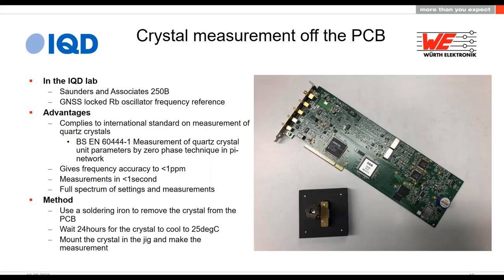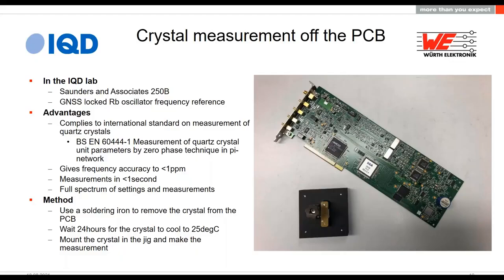Okay, how are we going to do this measurement? Pretty straightforward. We're just going to desolder the crystal from the PCB. We're going to wait for it to cool down, and then we're going to make the measurement. Officially I'm supposed to say 24 hours to let it de-stress and cool down before you make the measurement. In truth, if it's a small crystal and you weren't too heavy with a soldering iron, you probably need to wait maybe 40 minutes, an hour for it to settle down.